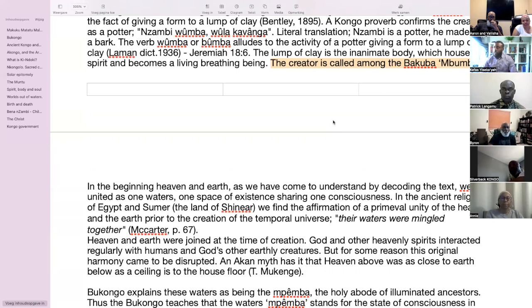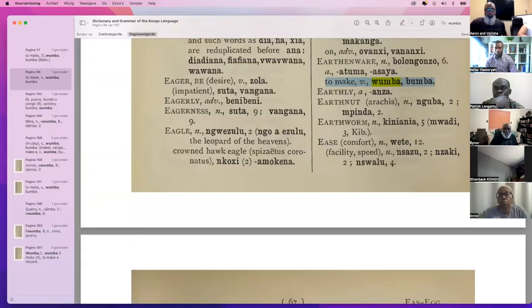The creator is called Mumba. Yes, Mumba. So you see Vumba right there. It's divine idol, as it is defined as what? To make. Yes, to make something from earthly material. It can be clay, it can be wood, but you are making something, you're giving form to something. That's called Vumba.